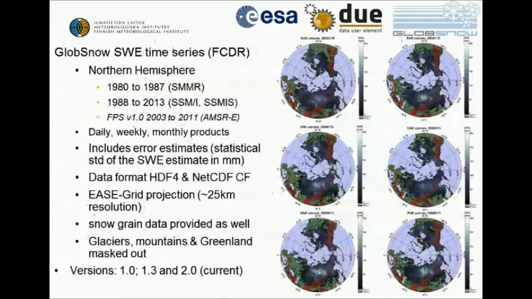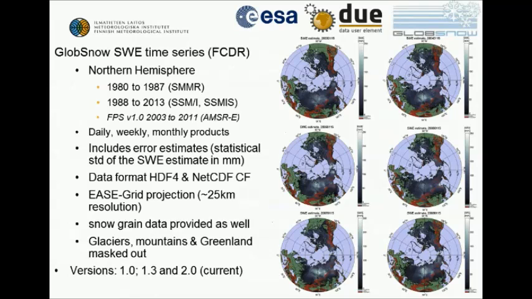We'll probably go quite briefly here. We use SMMR data from 1979 to 1987, and from 88 until present we go to SSMI and SSMIS. We used to generate the time series using AMSR-E in an earlier product version, but now for consistency we are only using the SSMIS from 88 to present day. We are also calculating error estimates for each pixel, and the data formats we are using are HDF4 and NetCDF-CF.